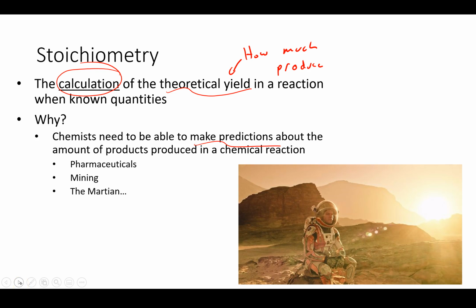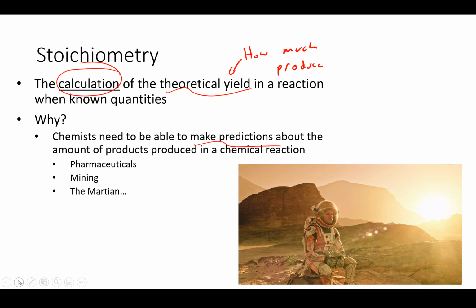Or let's say someday you get stuck on Mars, and maybe you're trying to figure out how much hydrogen to ignite and react with oxygen to produce water so you can grow potatoes. Also, having strong stoichiometry is going to come in handy if you want to avoid a giant explosion. You guys get the idea. We need to be able to make predictions about how much of something we will produce in a reaction when we know how much we're starting with.